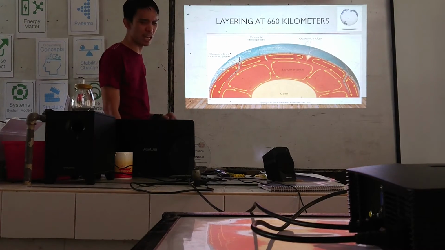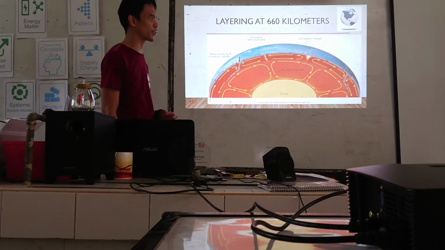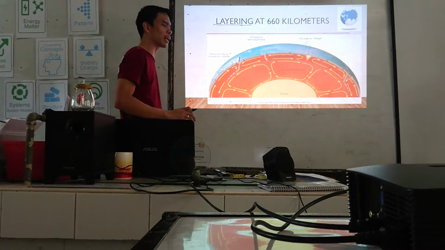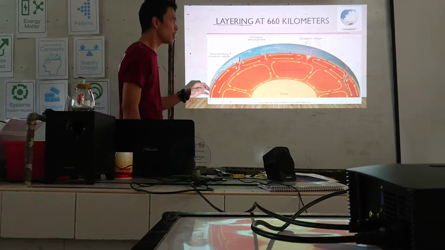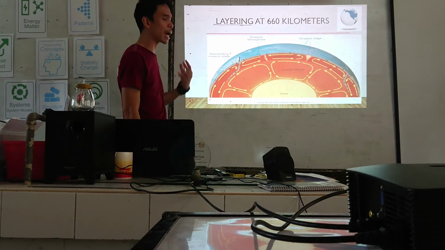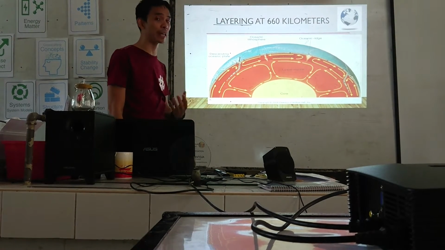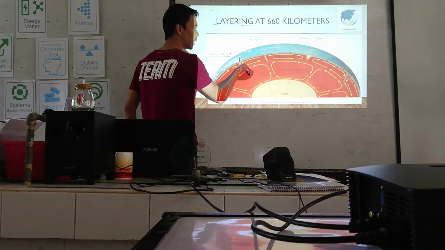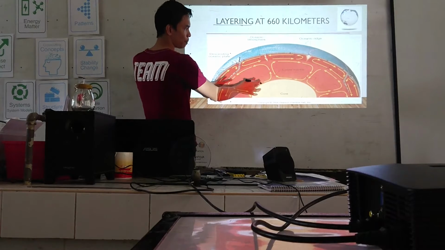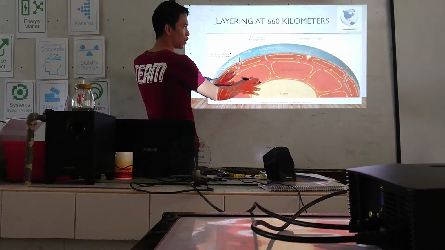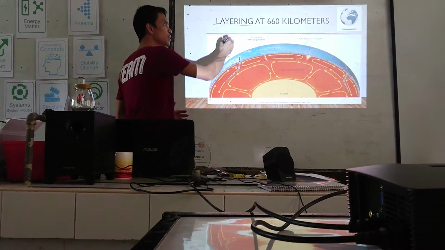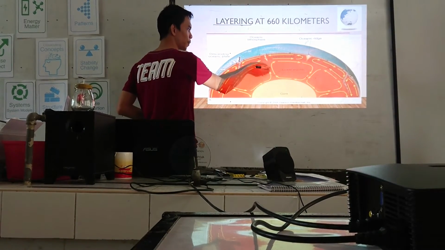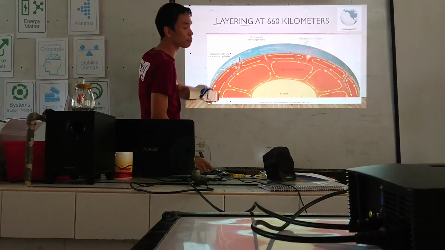Alright, layering at 660 kilometers. As you can see from the word itself, layering means that, according to some geologists, the convection pattern happening inside the Earth occurs at different layers of the Earth. There is a convection pattern happening on the upper mantle and another on the lower mantle, and because of this layering, there is a separation of heat transfer between the two layers.